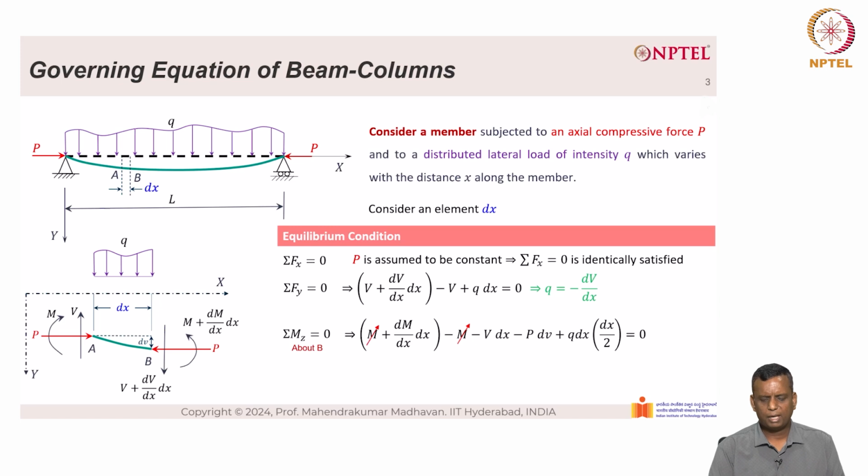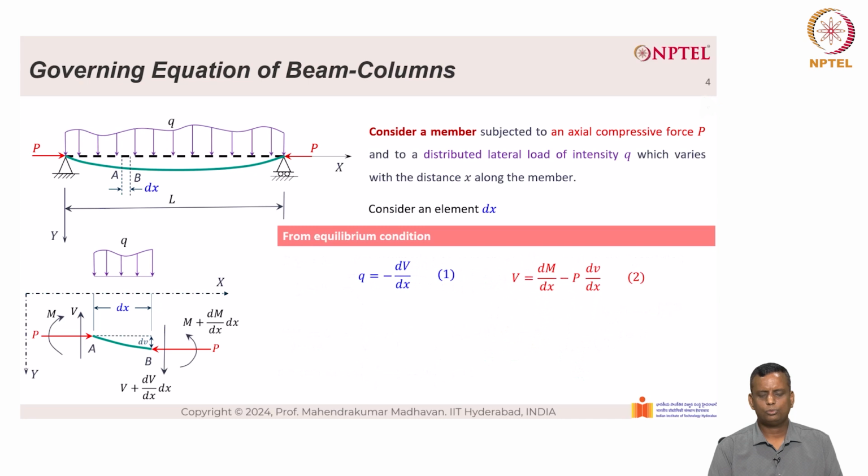Now this M and minus M get cancelled, and also this q dx into dx by 2 gets cancelled, because dx is a small term and dx into dx is dx squared, so we neglect the higher order terms, and that also becomes 0. Now you divide everything by dx, and we get dM/dx minus V minus P into dv/dx is equal to 0. This can be written as V equal to dM/dx minus P into dv/dx.